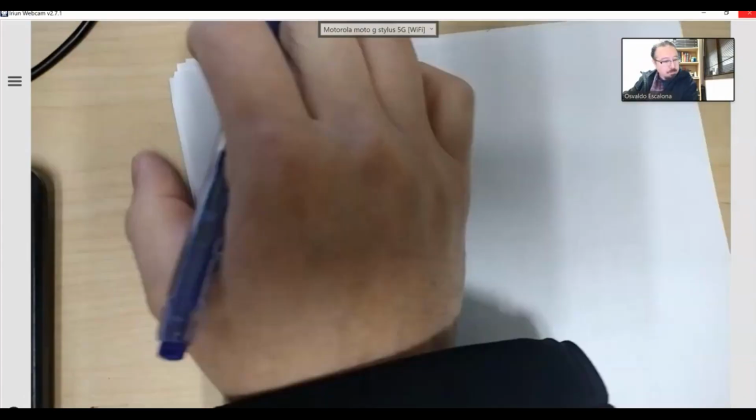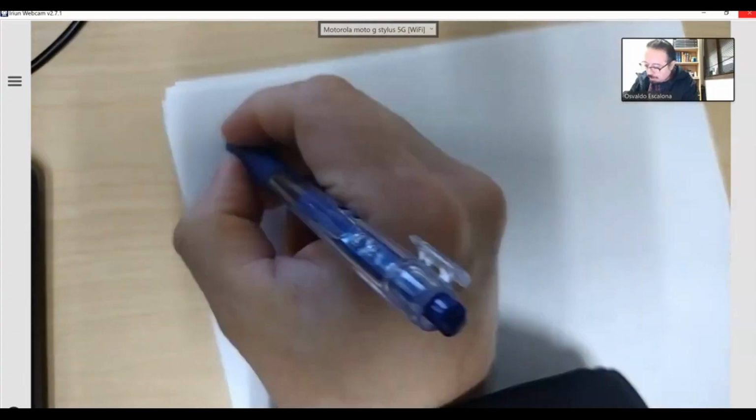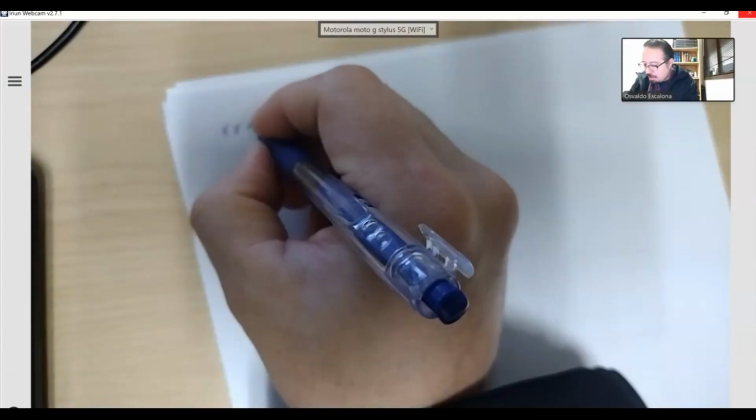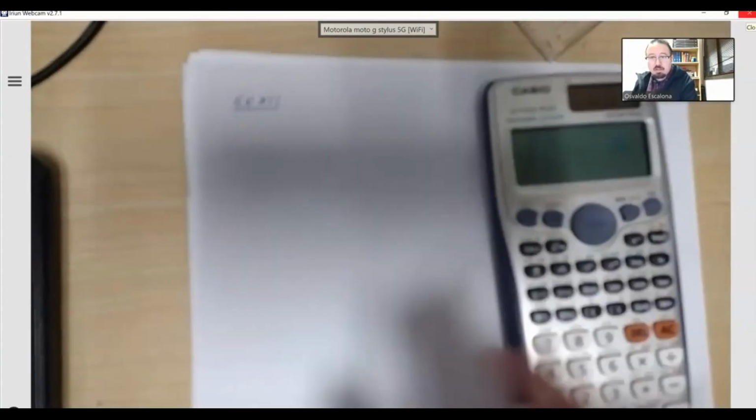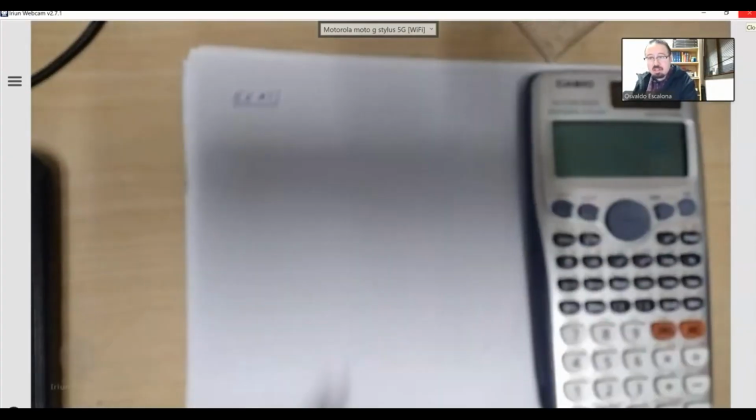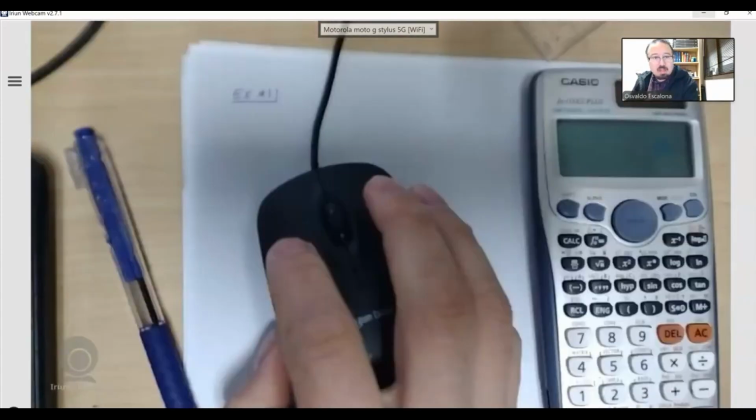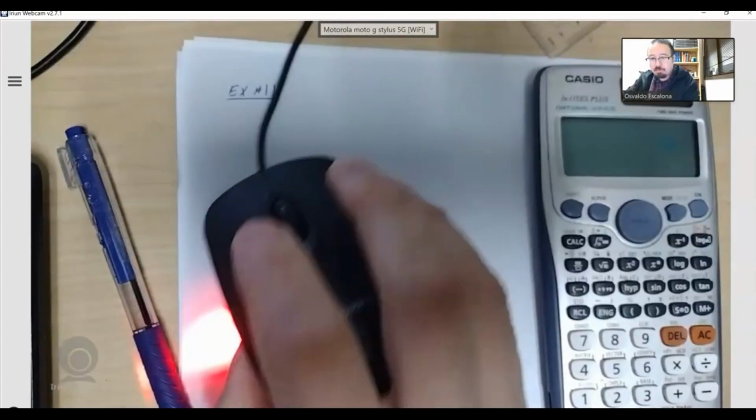I'm going to flip it and we'll do one example at a time. All right, so here I have the first example. Example number 1. Okay, let me put my calculator. Actually, when I put the calculator, it tries to focus on the calculator, and it makes it better. There we go. I think it's over there.